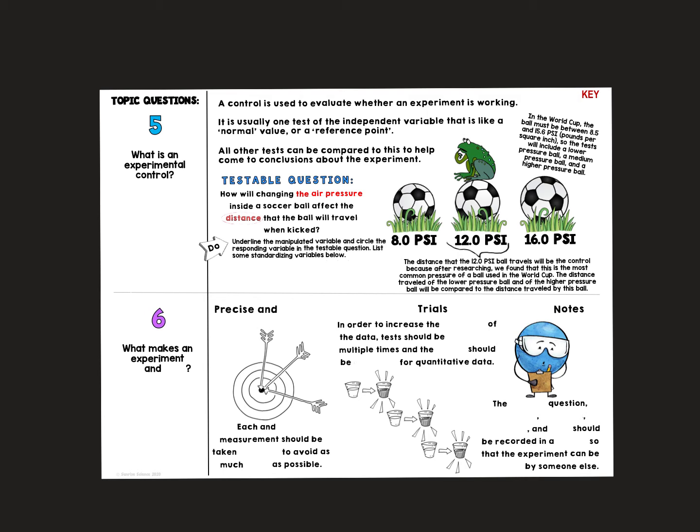Now, I want you to underline the manipulated variable and circle the responding variable in the testable question. List some standardizing variables below. For number 6, what makes an experiment both fair and valid?